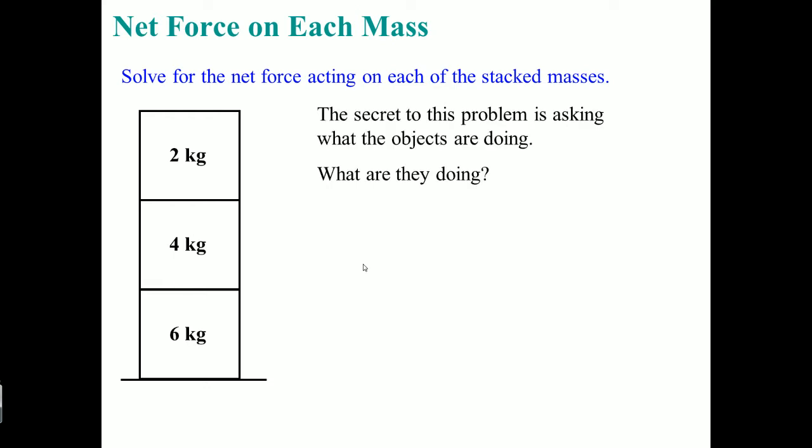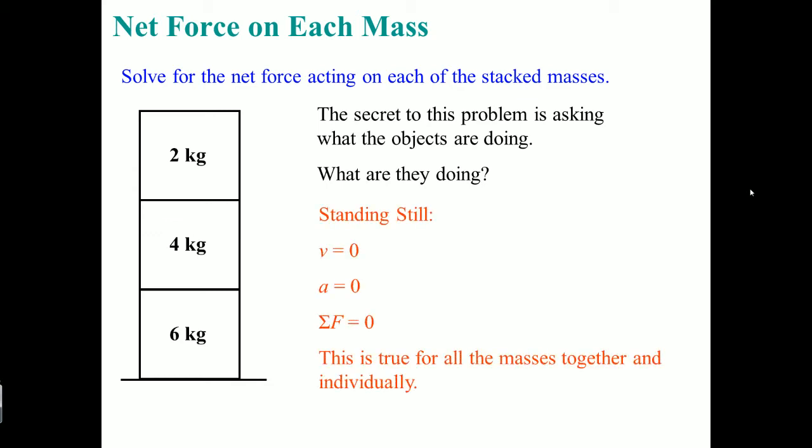So the secret for this problem is asking, what are the objects doing? Well, they're just standing still. Velocity goes to 0, acceleration equals 0, so the net force is 0 because the object is at rest. This is true for all the masses together and individually. The acceleration is equal to the acceleration of each object.